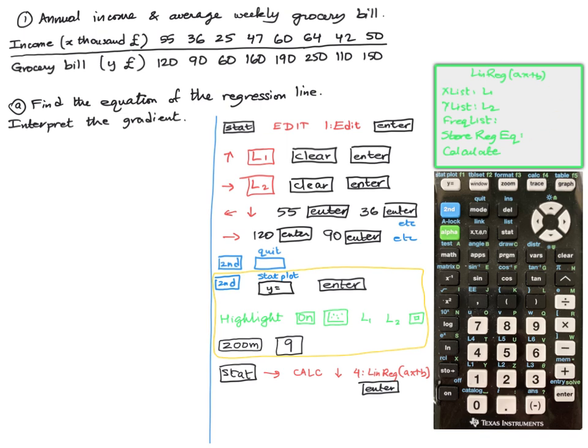It should say X list, and it probably defaults to L1. Y list, it probably defaults to L2. Frequency list should be blank. So if any of those are different, make sure you go over to there and change it. Remember, in order to change the list, you do second and then whatever numbered list you want. And in order to remove it, so to empty this, you just go over there and you hit clear.